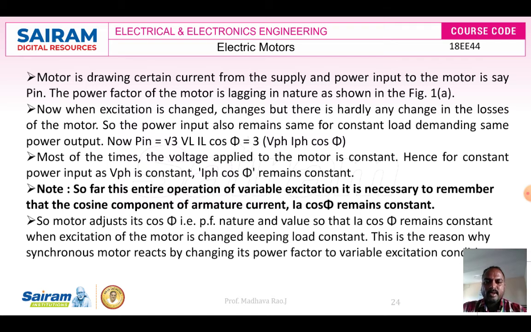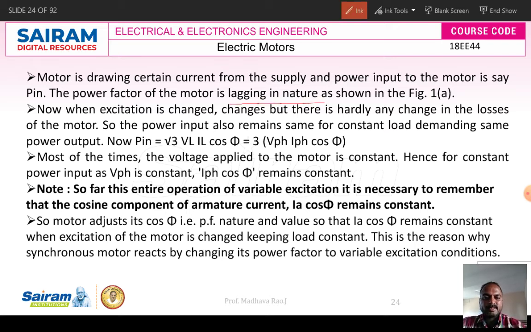Here the motor draws a certain amount of current from the supply, and the power input to the motor is P input. The motor power factor is lagging in nature, since the windings are inductive. Now, when the excitation is changed, there is a chance that the losses of the motor will change. The power input remains the same for constant load, demanding the same power output. P input is equal to root 3 VL IL cos phi, which is equal to 3 VPH IPH cos phi in terms of phase voltage and phase current.